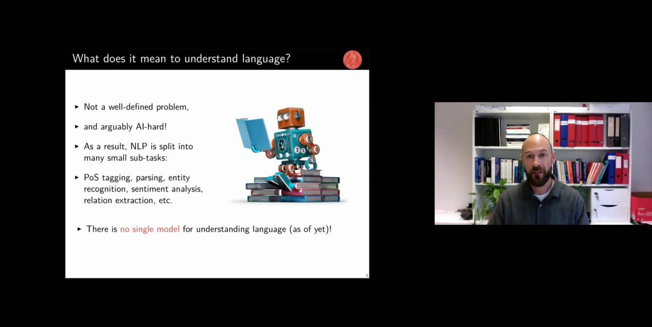But the point here is that at this point, there's no single model or single approach to understanding language when we talk about NLP. It's really about having lots of different data sets and models that specialize in solving one specific, narrowly defined task or application.